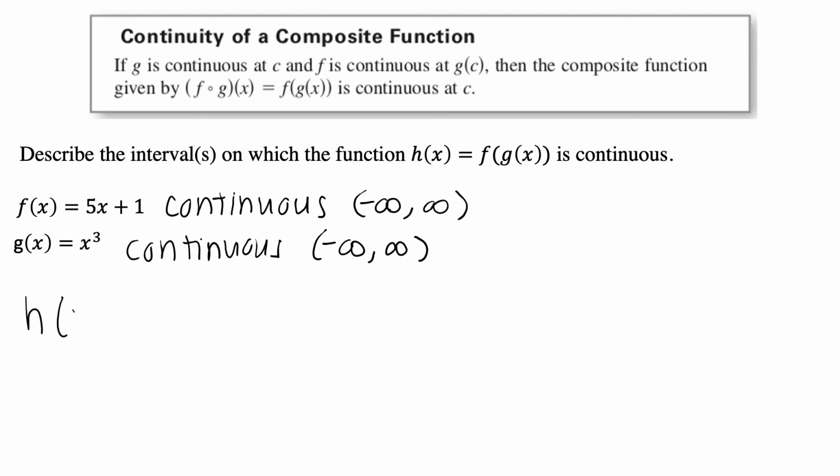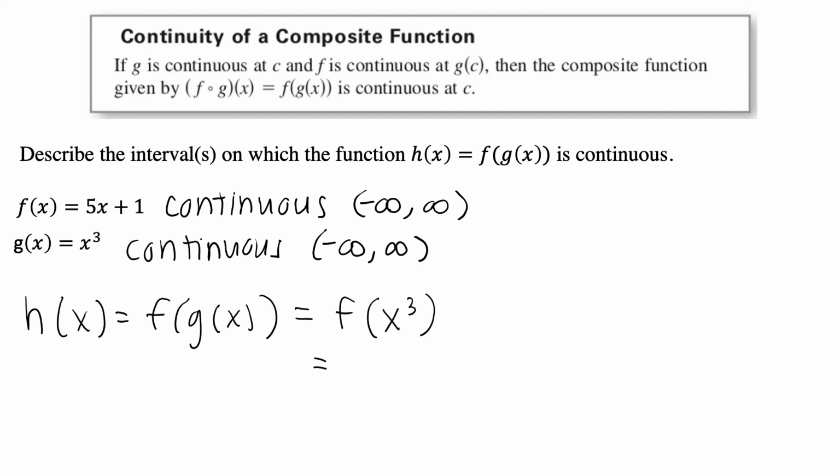Thinking about h of x, which is just f of g of x. In this case, when we look at f of g of x, where g of x is x cubed, we get 5x cubed plus 1. Since both functions are continuous everywhere, h of x is also continuous everywhere.